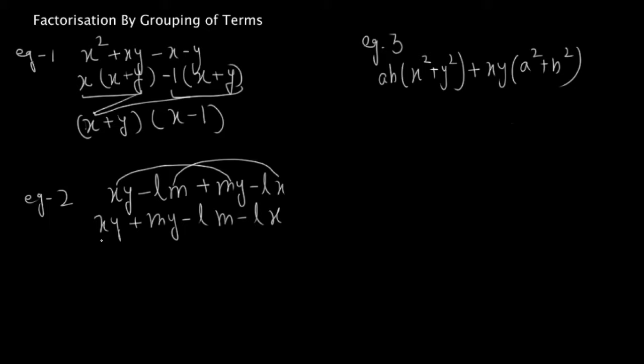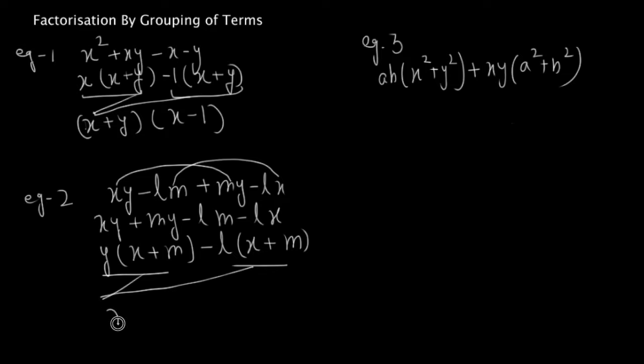Now let's take y out from these 2 terms and we are left with x plus m, and from these 2 terms minus l out, again we are left with m plus x, or we can also say x plus m. Again these are 2 terms and we can see both have x plus m common, and we take that out separately and we keep y and l in the other bracket. So this is the factorization of the given polynomial.